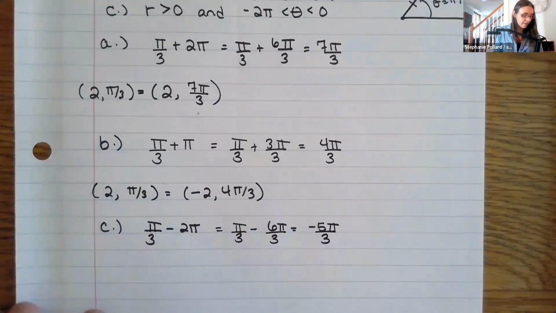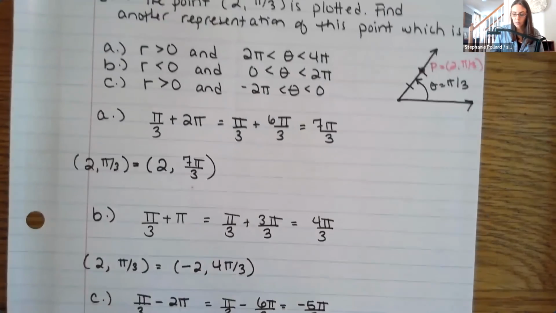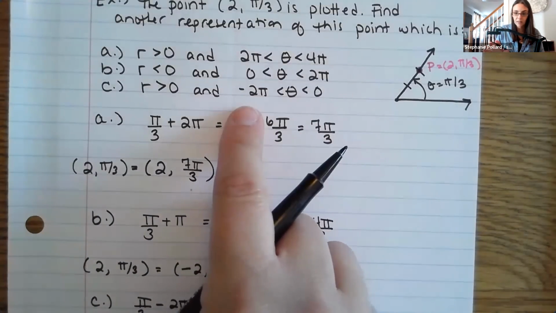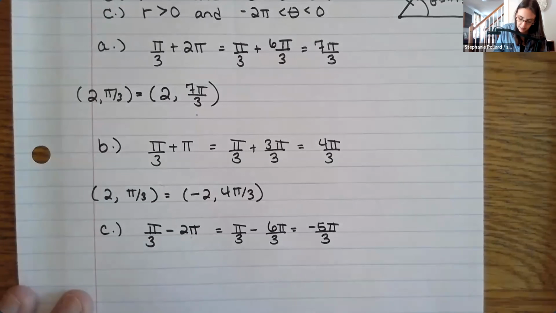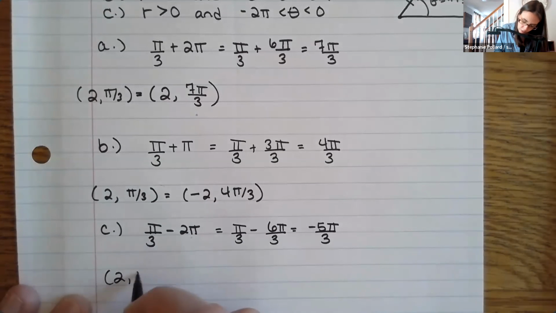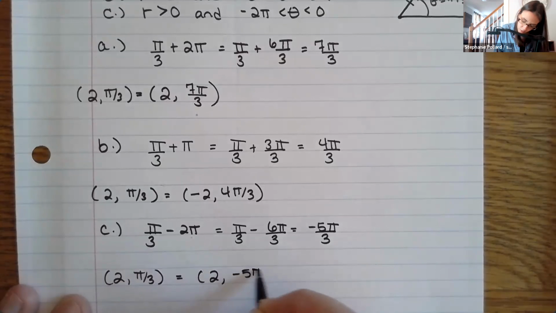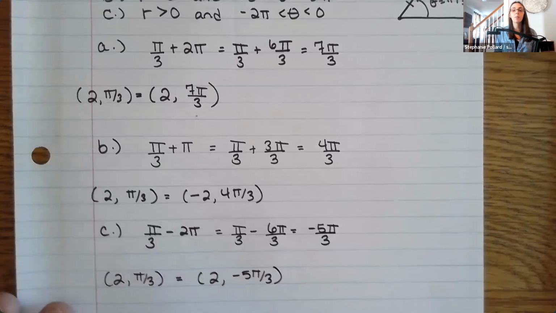And I get negative 5 pi over 3 here. Now that is between 0 and negative 2 pi, so that's fine. And then my r remains positive. So 2 comma pi over 3 can also be written as 2 comma negative 5 pi over 3 in the polar form.